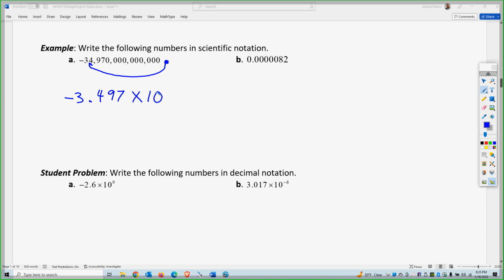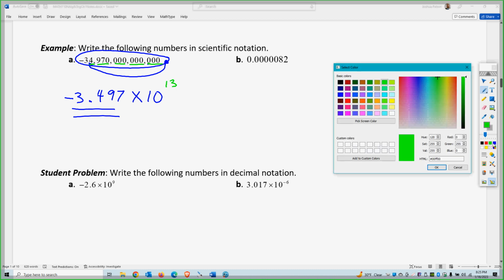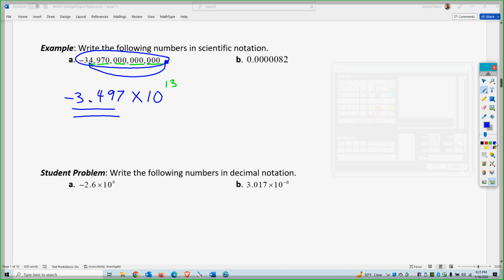So you have to think to yourself, do I need this number to be bigger or smaller to get back to the original? Well, the original number was much bigger, so I need to make it bigger. That means a positive exponent. So what do I need to go a positive exponent by? Let's say different color here. So 3, 6, 9, 12 plus one more value is 13. So 13 place values to get back to the original. So I'll make that 13. There we go.